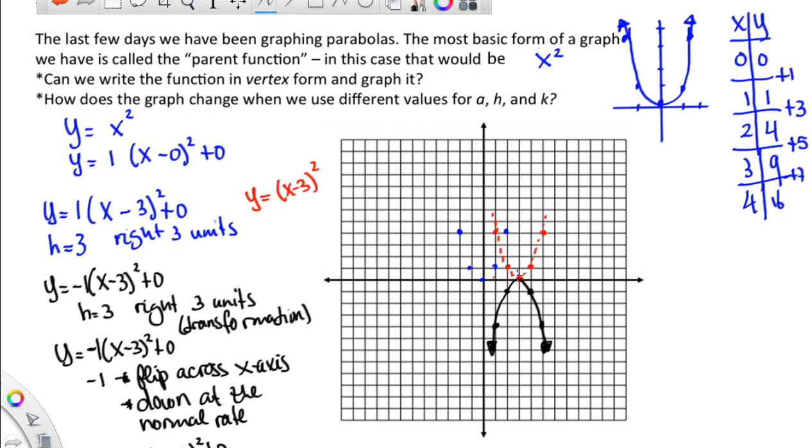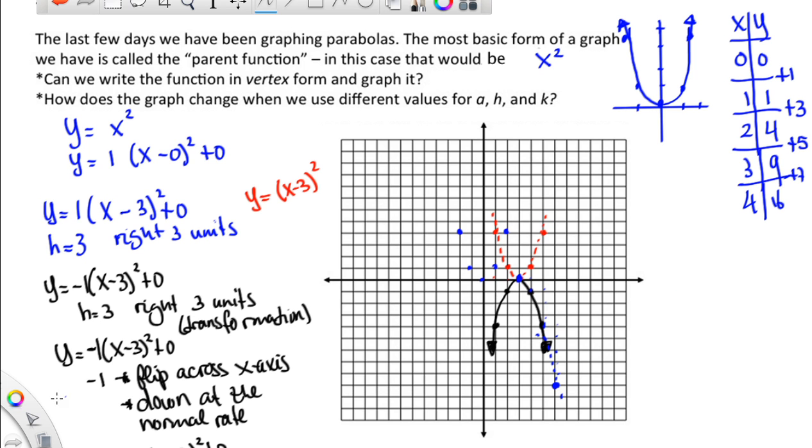So let's see if we can use the plus 1, the plus 3, and the plus 5s. Our new vertex is here, so we're going to go down. Instead of up 1, the normal rate, it's down 1. The next dot should be down 3, and the next dot should be over 1 and down 5. So did that work? That's 3, so this should be 9, right? 1, 2, 3, 4, 5, 6, 7, 8, 9. So that worked. Okay?